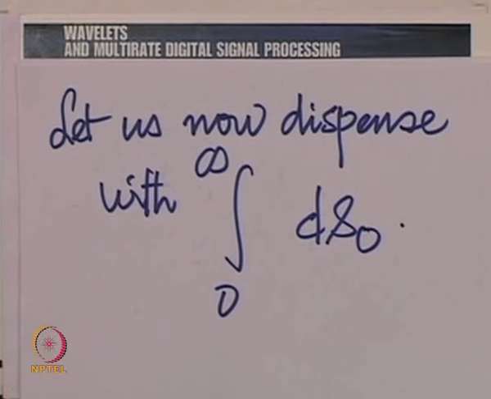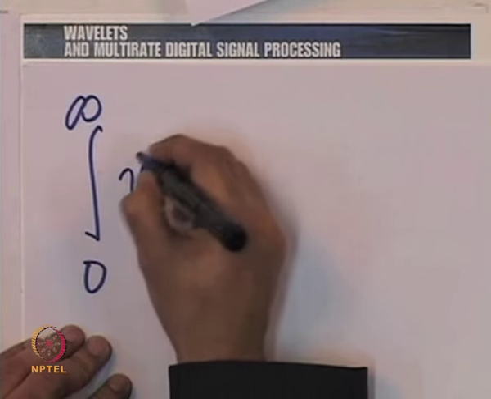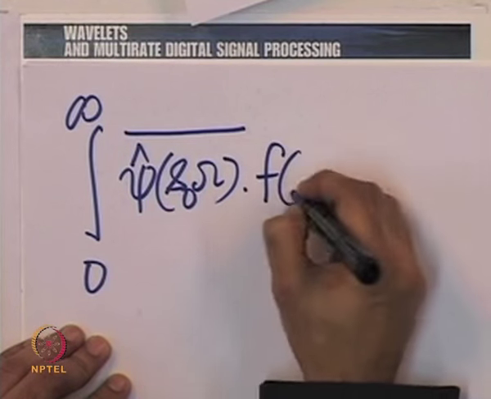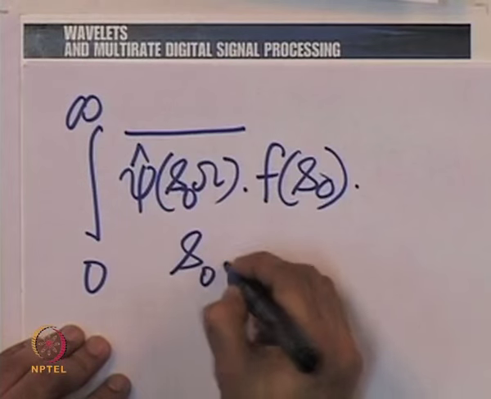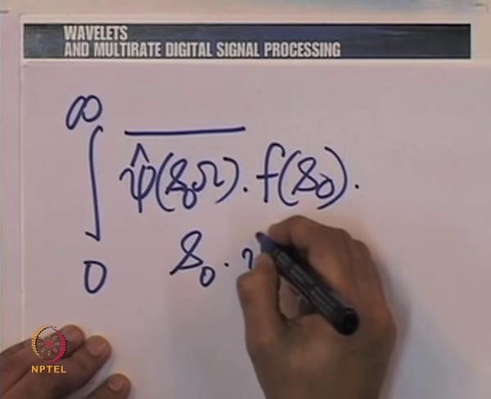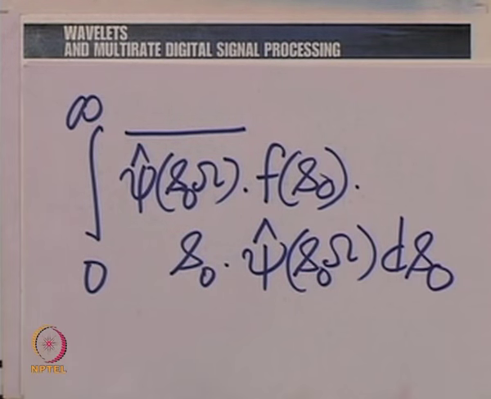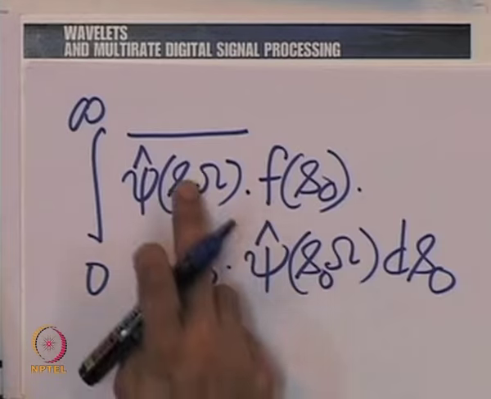So we'll isolate the terms that depend on s naught, and those terms are as follows: integral 0 to infinity, psi cap s naught omega bar times f s naught times s naught times psi cap s naught omega d s naught. Now, if you look at it carefully, of course, this part is easy to deal with.